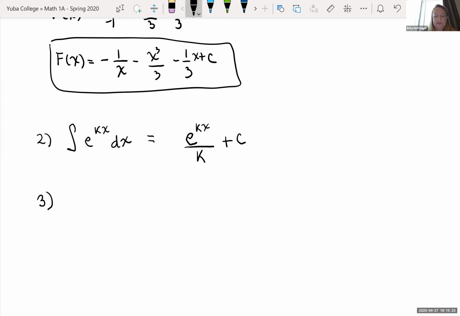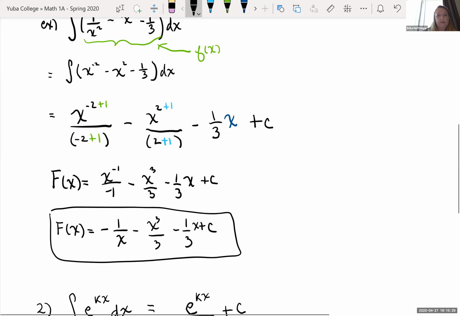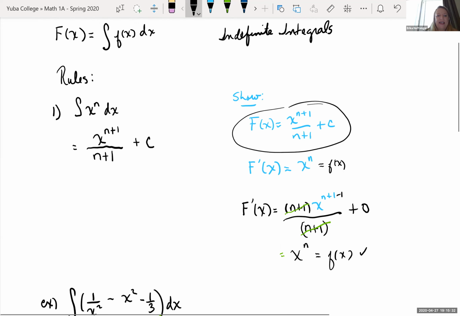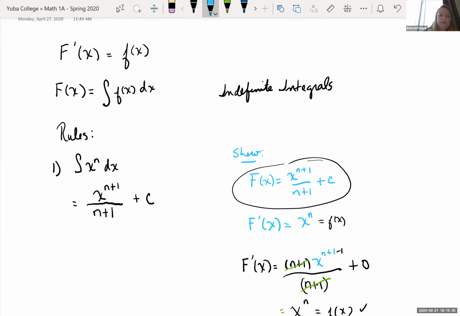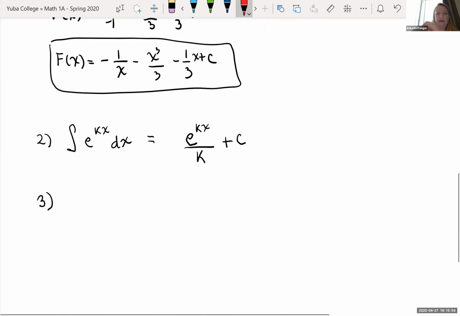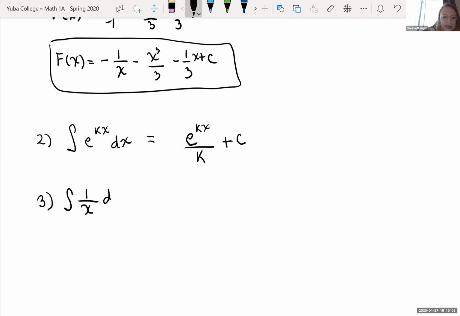I need to put one stipulation on that rule that we had, that general power rule up here. There's one thing that has to hold true, is that that exponent cannot equal 1. I'm sorry, not equal -1. Okay, so if n was -1, then that would look like 1 over x dx.